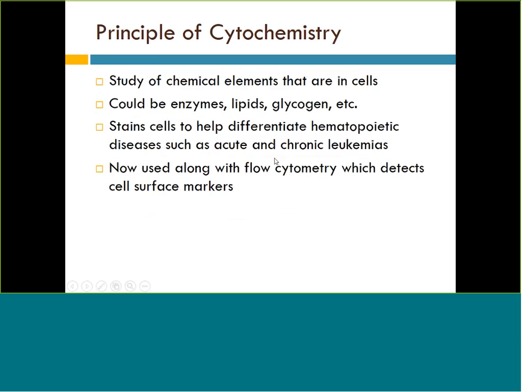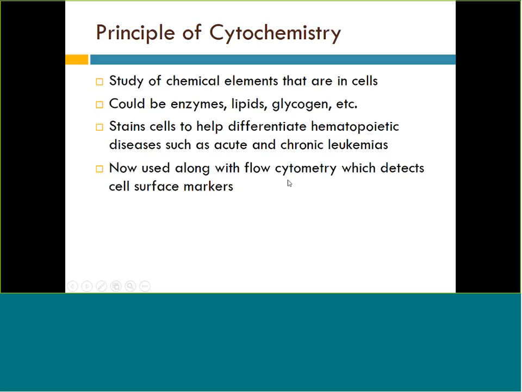The principle is it's going to study chemical elements that are in cells. So it could be a stain that targets an enzyme or a lipid or glycogen. It will target something in those cells to help identify what kind of cell it is. By knowing what kind of cell it is, it helps determine what kind of leukemia is occurring. So it's just like it says here, stain cells to help differentiate diseases such as acute and chronic leukemias.